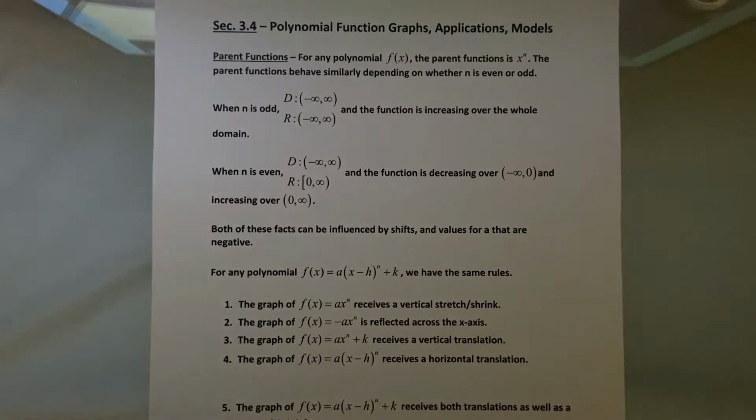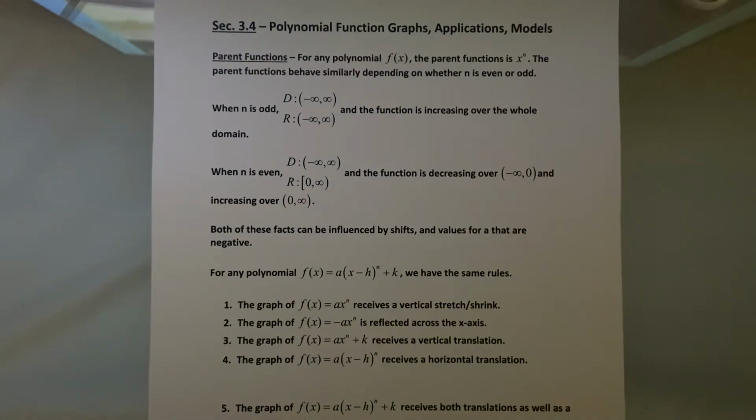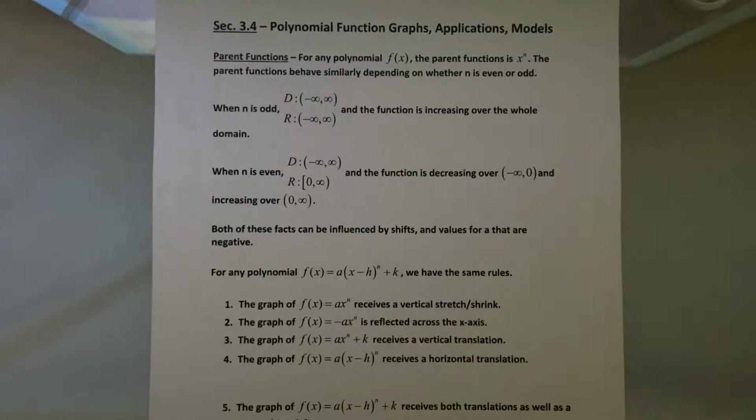For any polynomial, the parent function is x to the n, where n is just the power of the largest degree. When n is odd, the domain and range are both from negative infinity to infinity because their end behaviors are opposite. However, when n is even, for the parent functions anyway, the domain is negative infinity to infinity, but the range is just 0 to infinity, and the function is decreasing from negative infinity to 0 and increasing from 0 to infinity. For the odd functions, it's increasing the whole time.